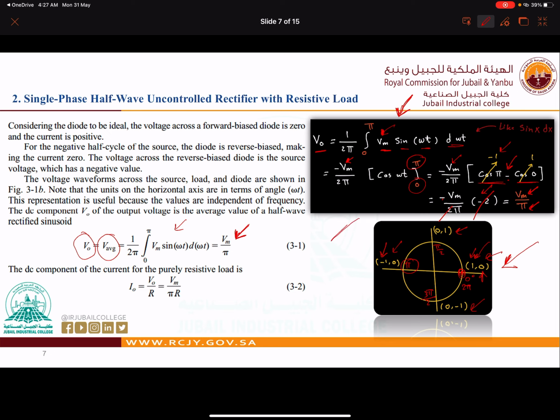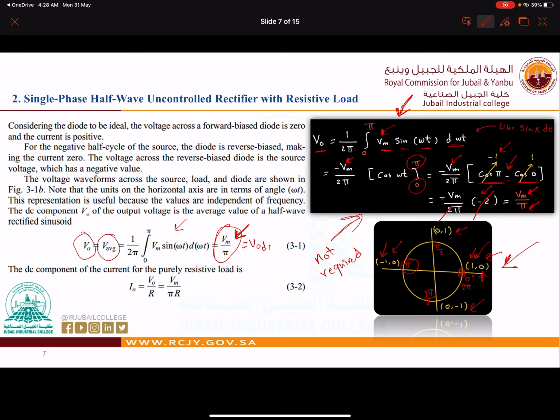This derivation is not required. Let me write it here: not required. But this is just to let you know that we can get the final answer. This is our final answer. So V out is equal to V out DC. Okay, so if I ask what is V out DC, it is V maximum divided by pi.